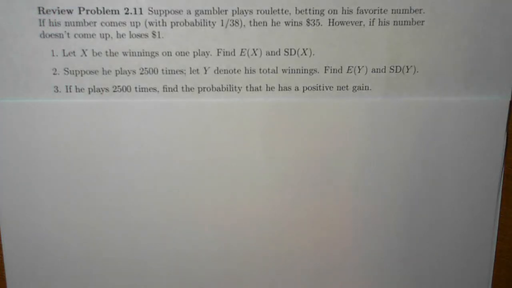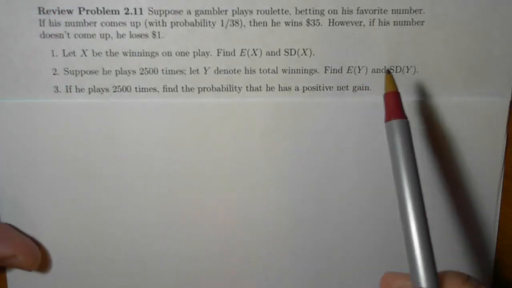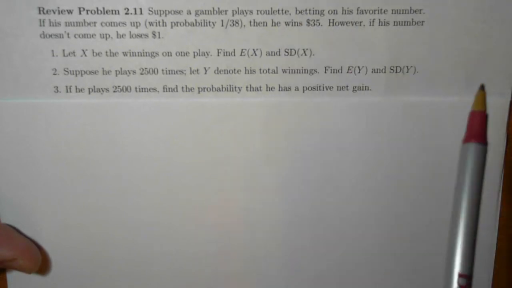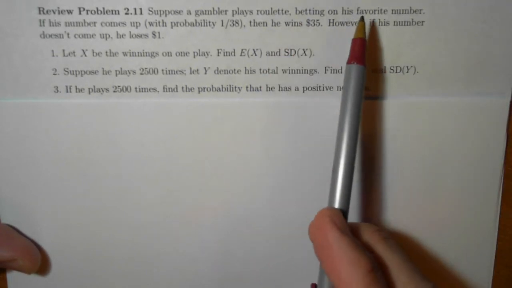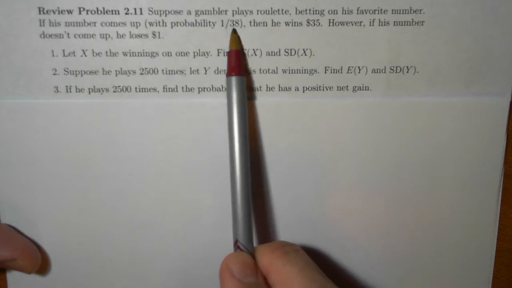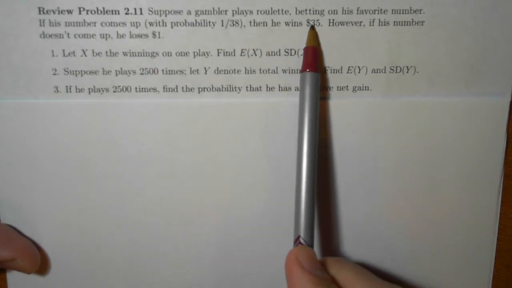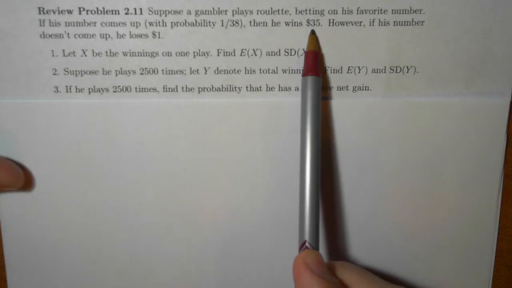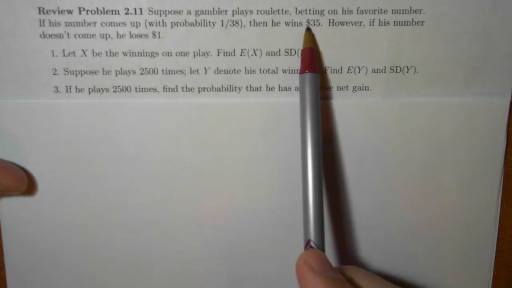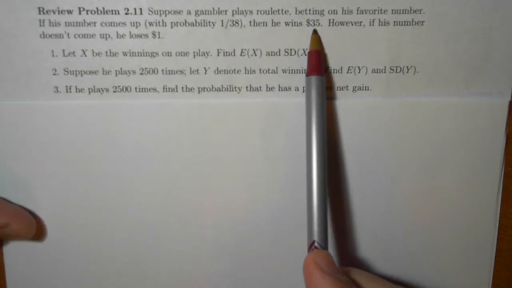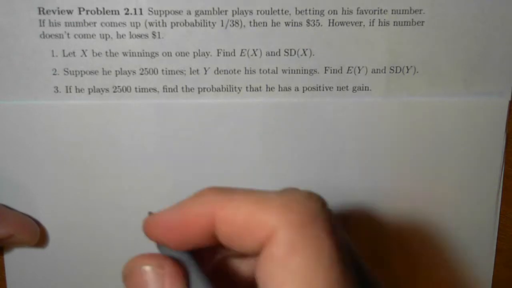Okay, in this video we'll talk about the consequences of betting repeatedly on roulette. In roulette, betting on a single number, the chance of winning is 1 out of 38. If you lose, you lose $1. If you win, you win $35, meaning that you bet $1, and if you win, you get your dollar back plus 35 more for a net of 35.